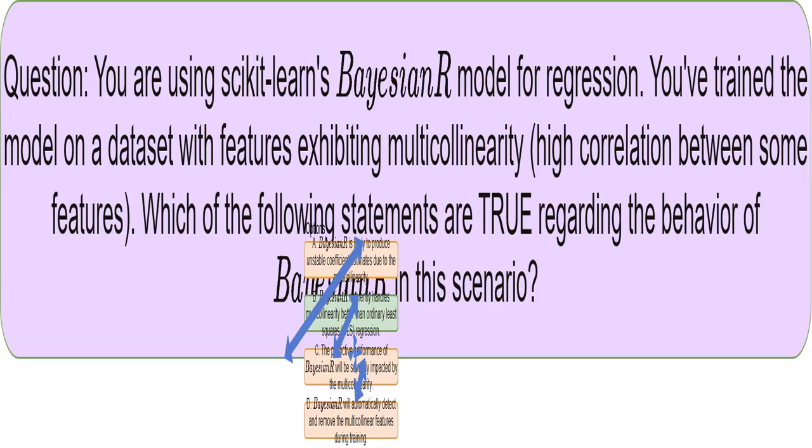We're using the Bayesian ridge model from the Sklearn library, which is a popular tool for regression tasks in machine learning. We're training it on a dataset with correlated features, multicollinearity, and want to understand how it behaves. We are given 4 statements and asked to identify the correct ones regarding the model's behavior in this situation.